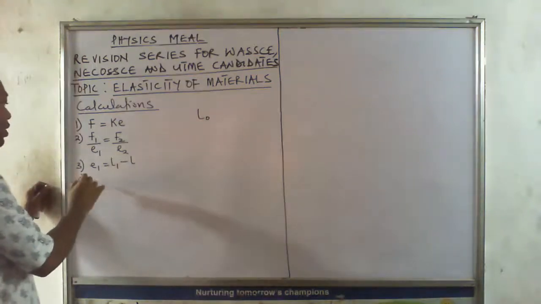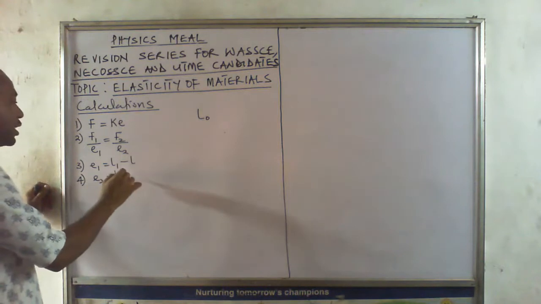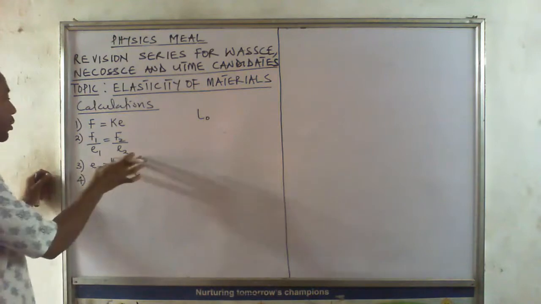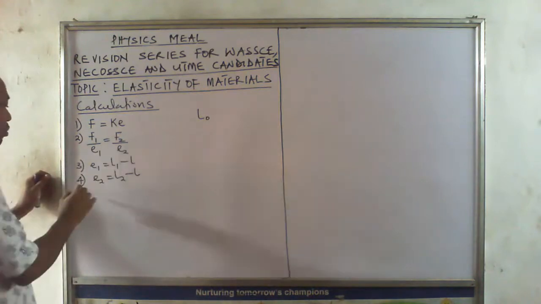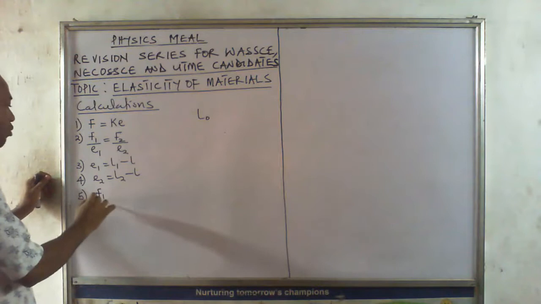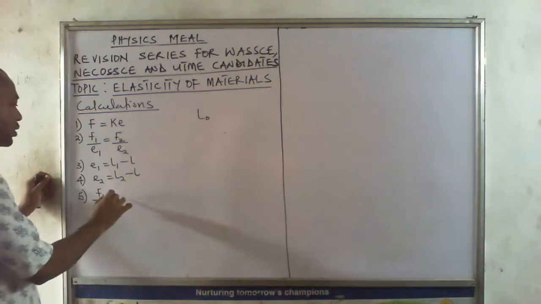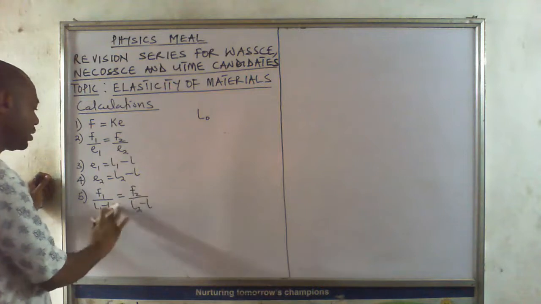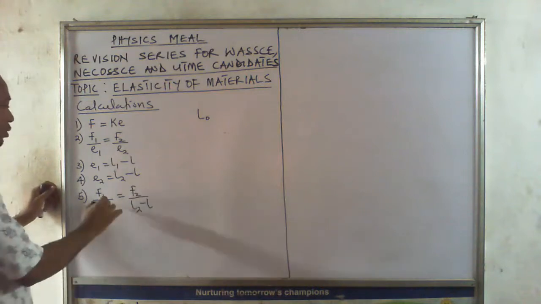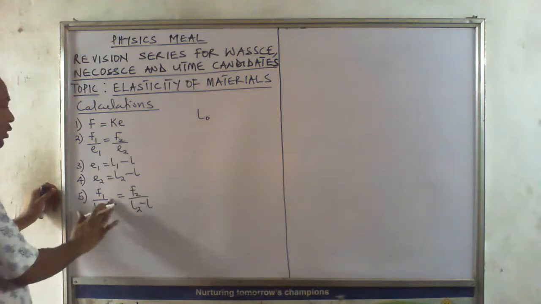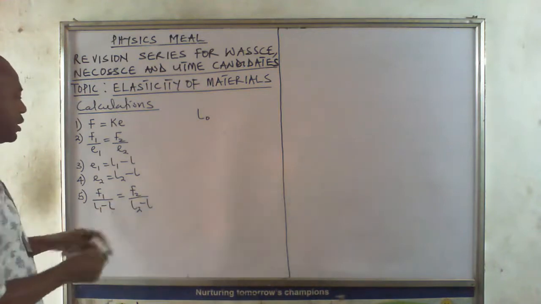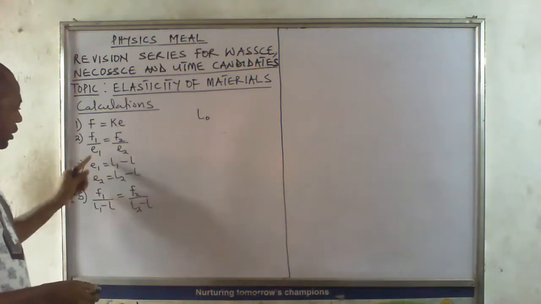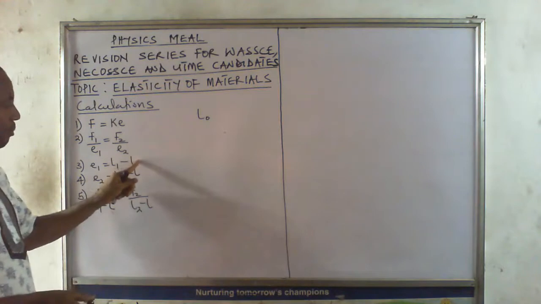Now we had another expression that the second extension is L2 minus L, that's the original length. Now we superimpose. We just substituted this here. We arrive at another expression where we say that F1 over L1 minus L is equal to F2 over L2 minus L. Since we're using L, let's use L. So you see, I use this to replace this, and I use this to replace this, since e1 is equal to the final length minus original length.